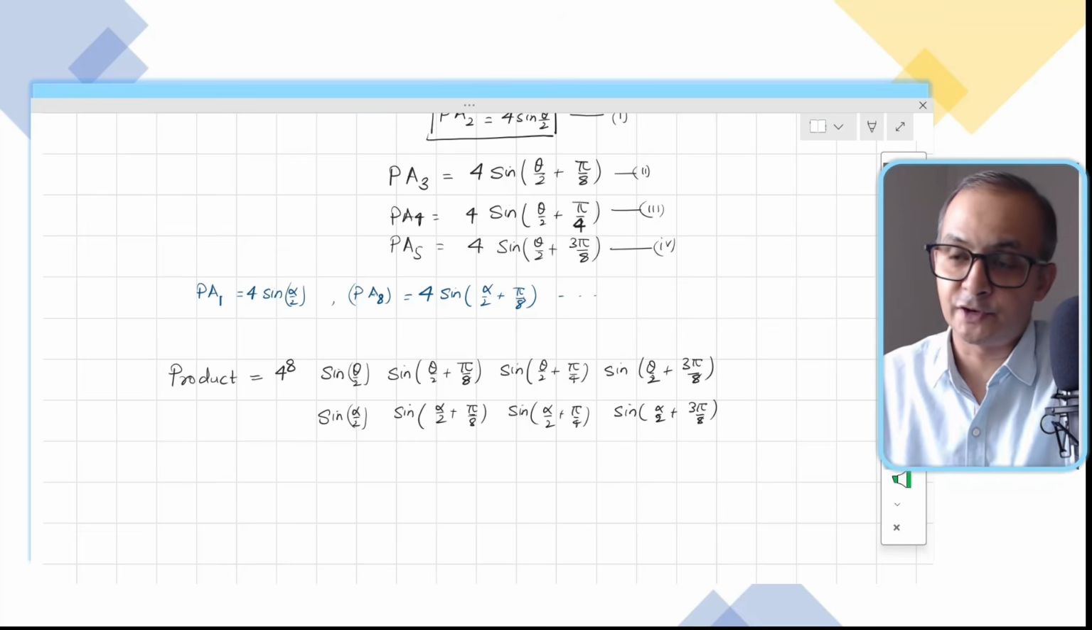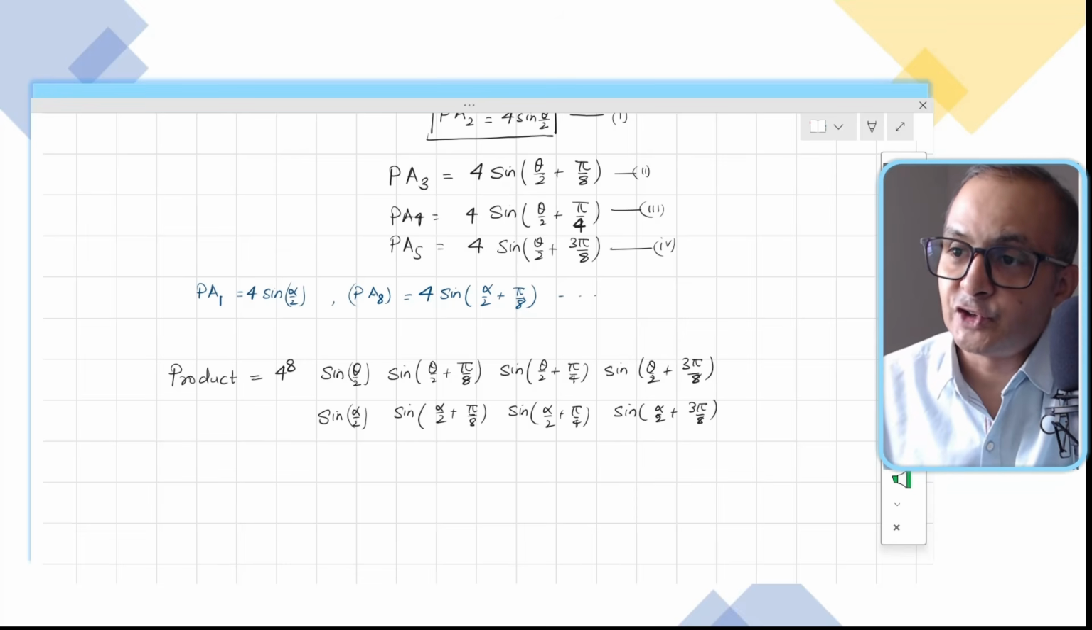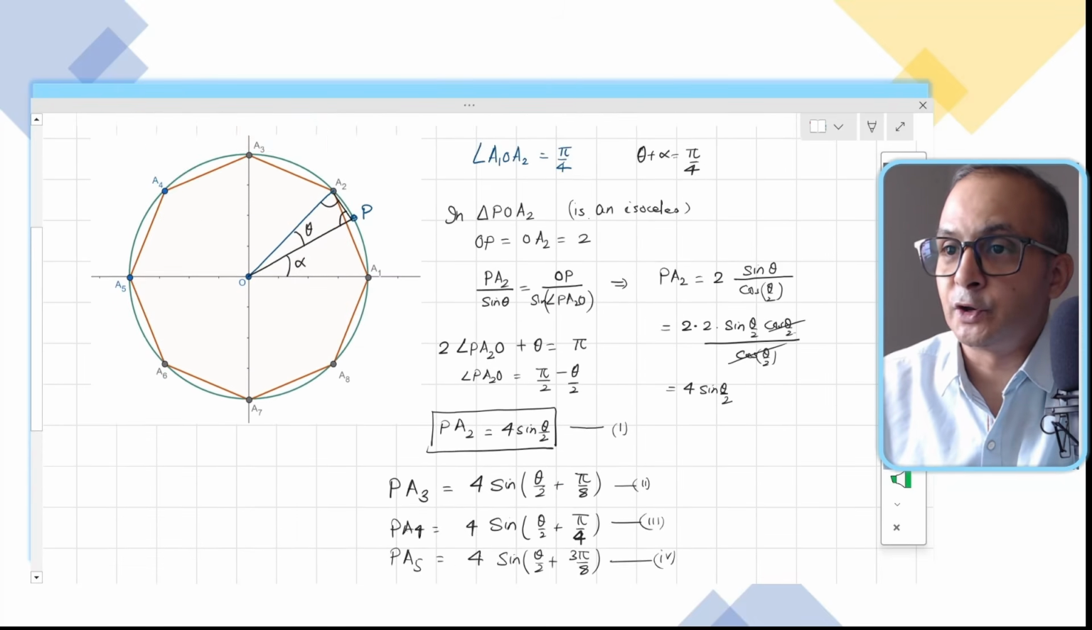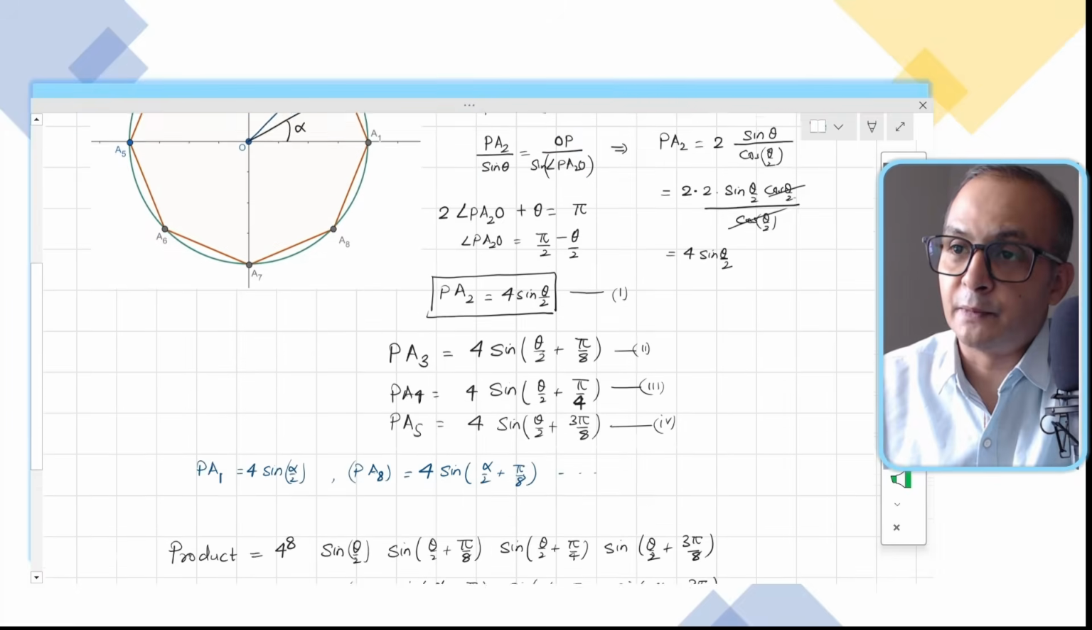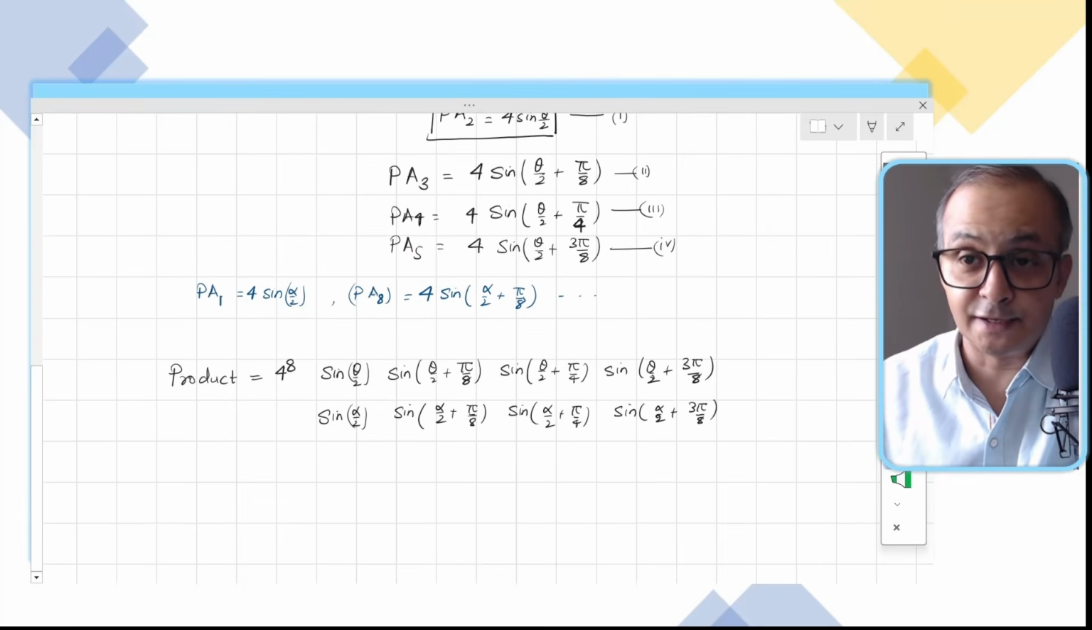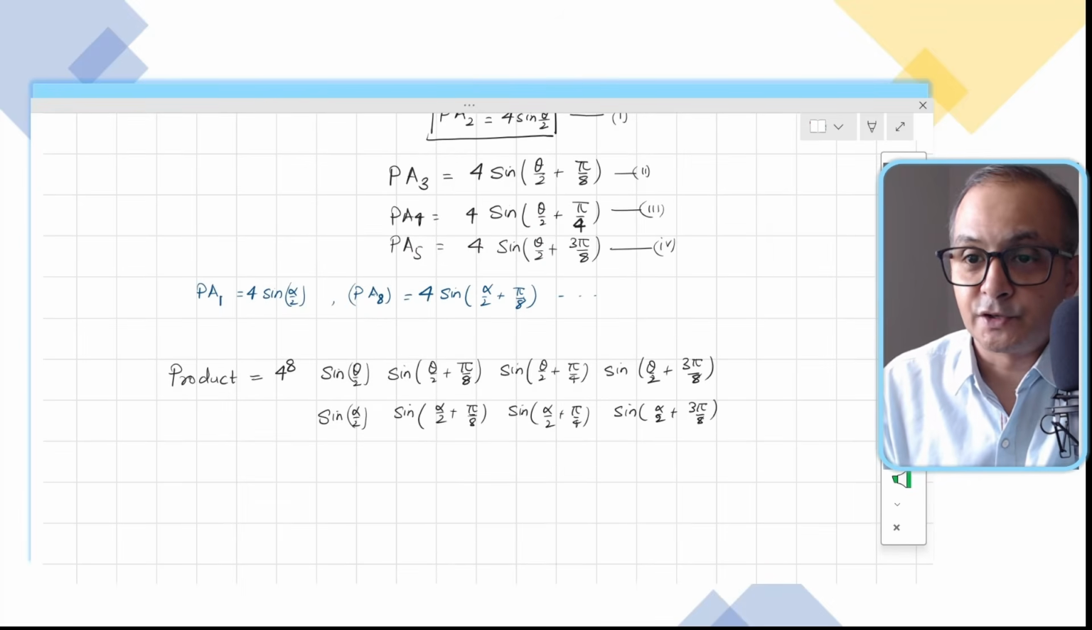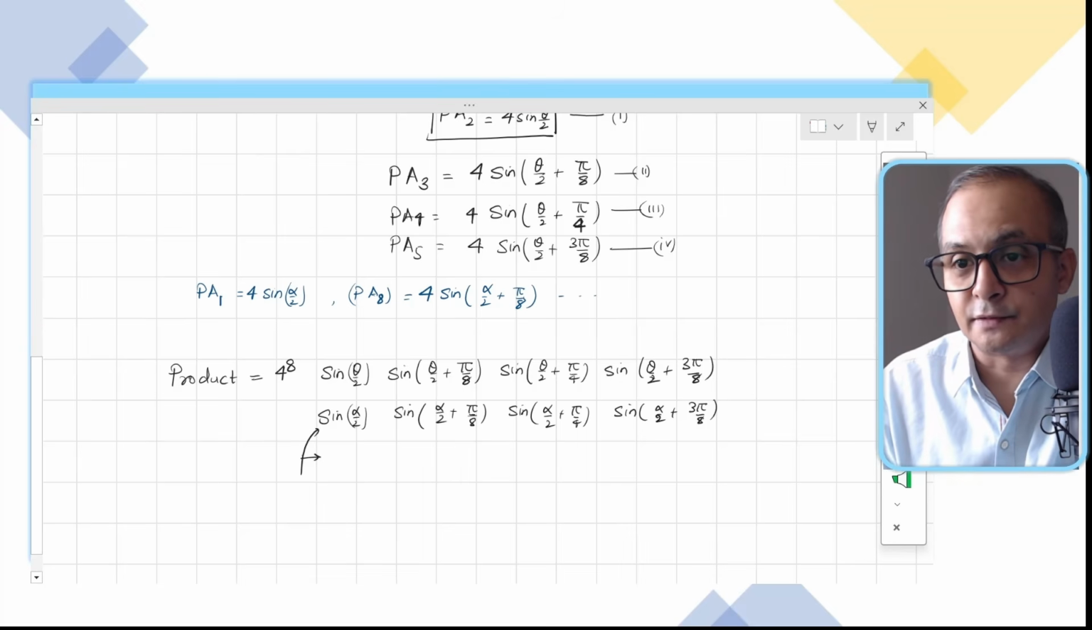But notice one interesting fact here. Each alpha you can replace with pi by 4 minus theta, because already we have taken theta plus alpha equal to pi by 4. So alpha we can replace with pi by 4 minus theta. So can we evaluate easily? Let's just replace these values here.